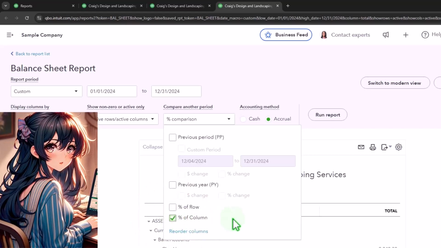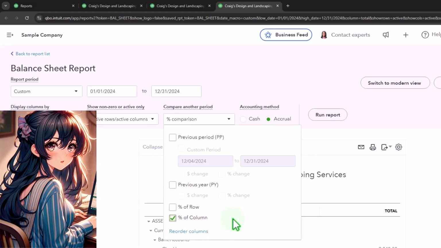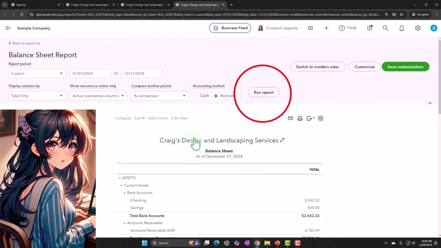Where's the 4? I see it. I see the 4. Therefore, we're going to do a percent of a column. All right, so I'm going to click off of that and run it.